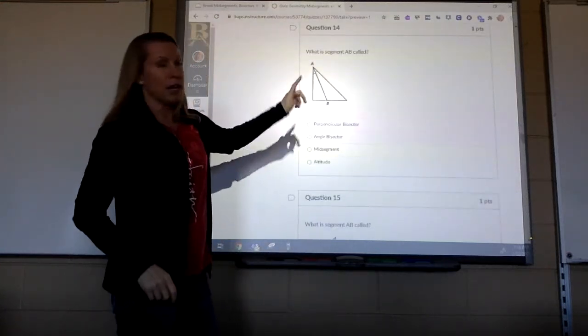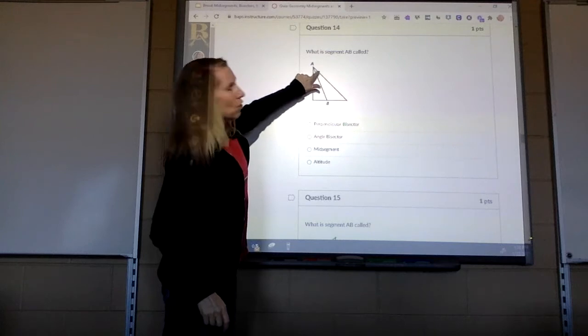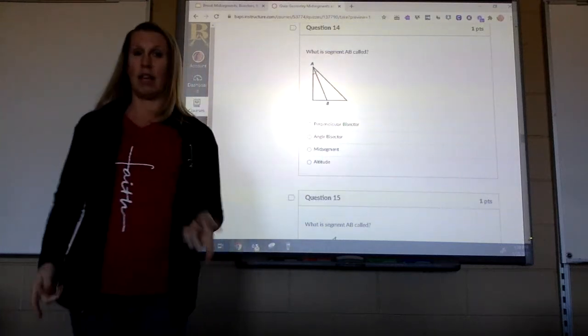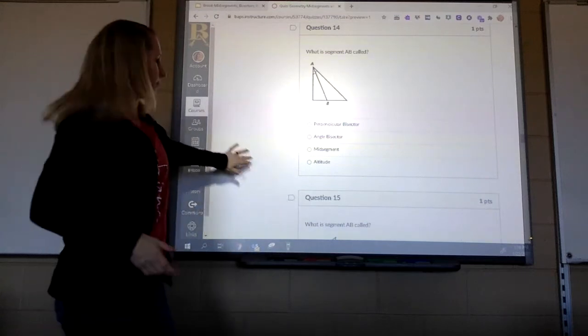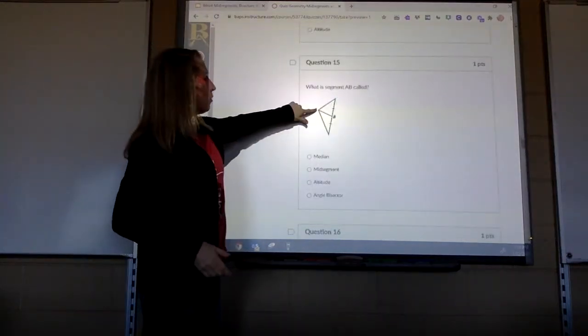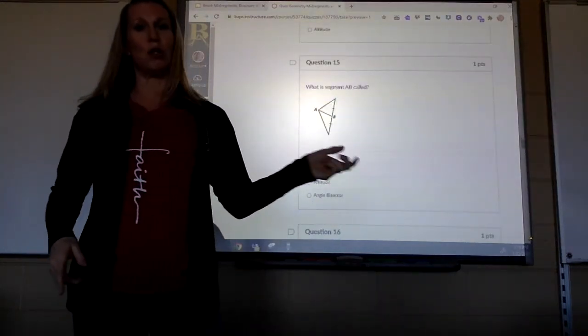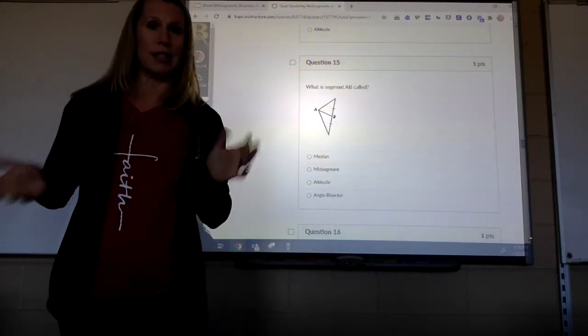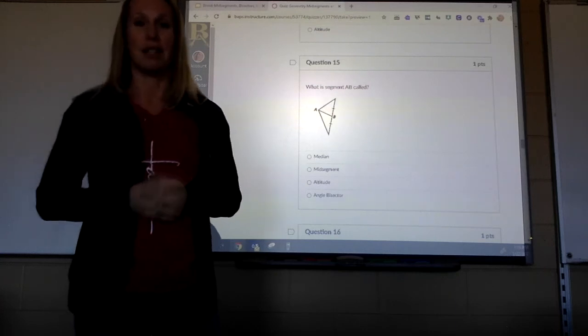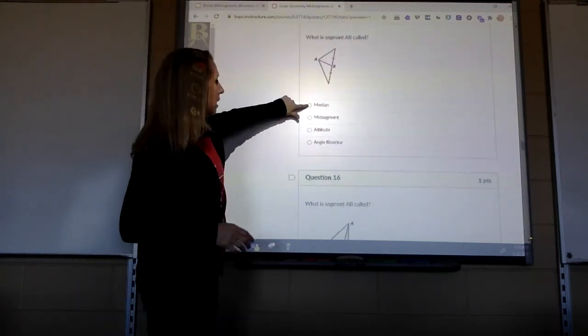So this right here, do you see how the angle is being divided in half? If an angle is being divided in half, that's called an angle bisector. This one starts at the vertex and goes to the middle of the opposite side. So that's where the centroid was. That was the 2/3 stuff. That is called a median.